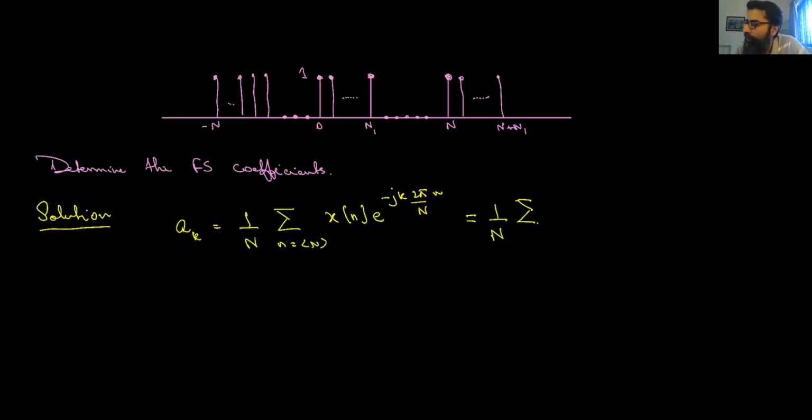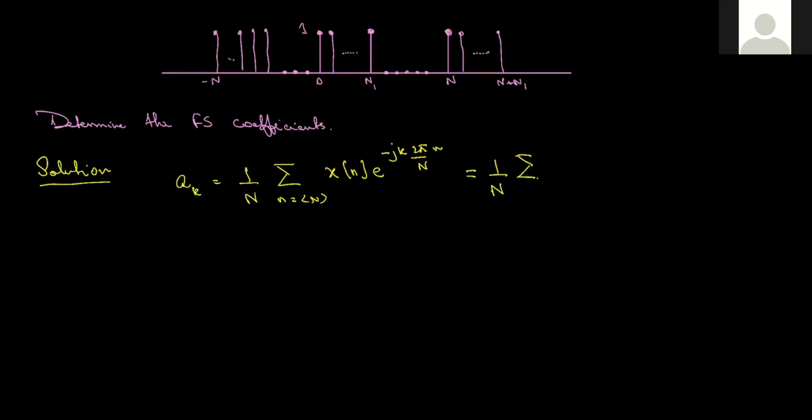Arsalan, tell me, from where to where should I sum this? Sir, minus n to n plus n1. But this sum has to be over one period, right? So minus n1 to, here, 0 to n is needed. 0 to n minus 1 actually. Okay, so you're doing it over one period.